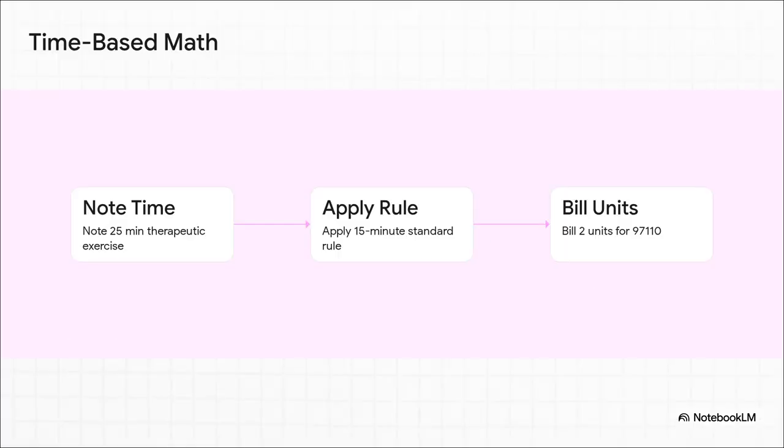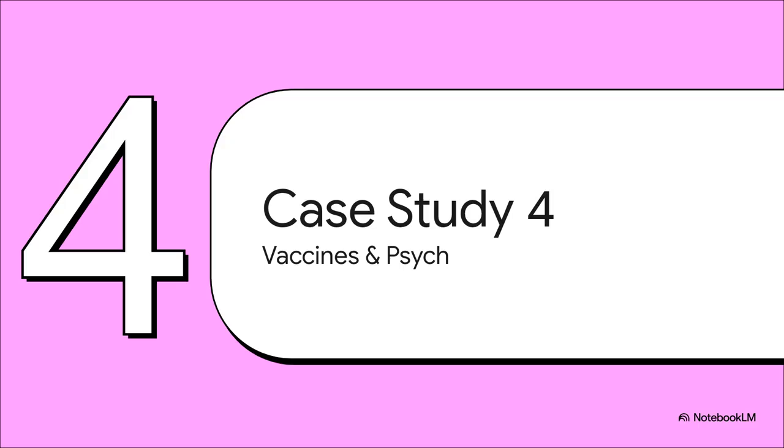So let's break down how you actually do this time-based math. Step 1, we note the 25 minutes of therapeutic exercise. Step 2, we apply the 15-minute standard rule, or the CMS 8-minute rule, where anything from 15 to 29 minutes equals 2 units. Which leads us to step 3. We successfully bill 2 units of service for code 97110. Simple as that.